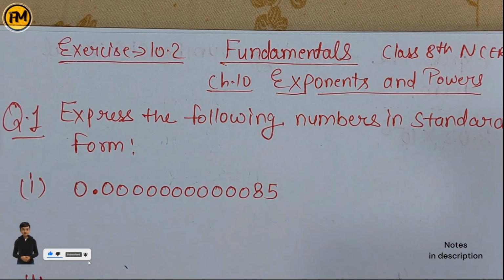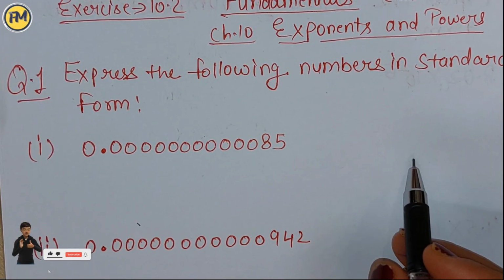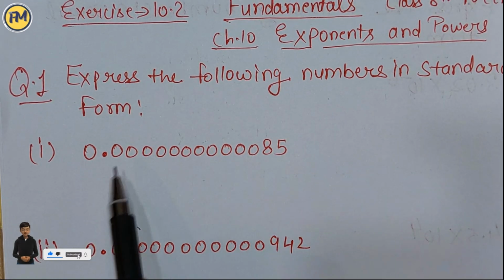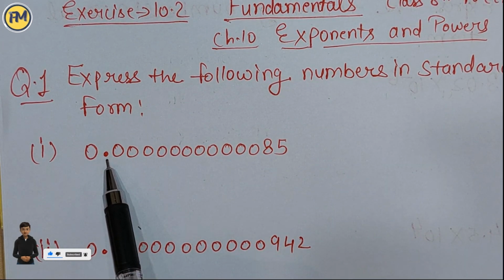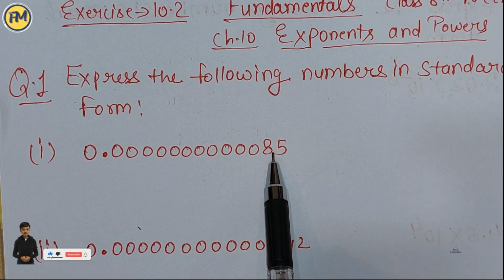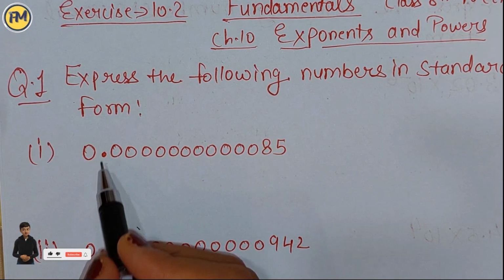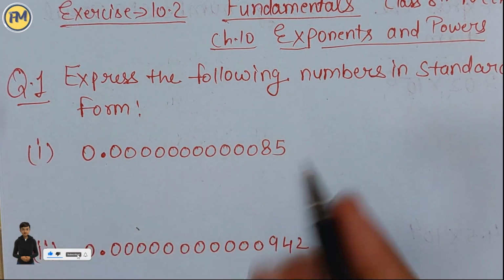Now here, question number 1: Express the following numbers in standard form. But here you can see we have the decimal point on the left side and our number is on the right side. So what will we do? We will move this decimal point to the right side, and you have to count the steps.